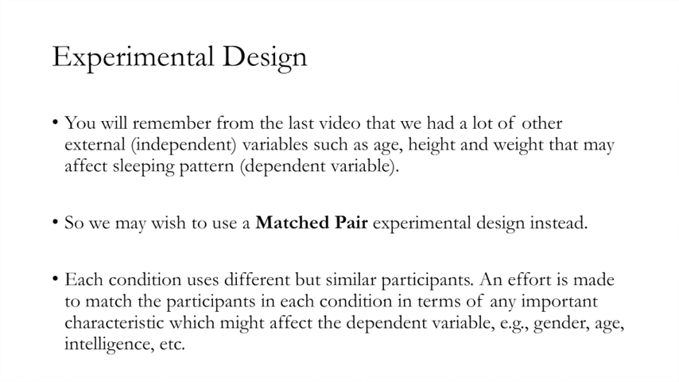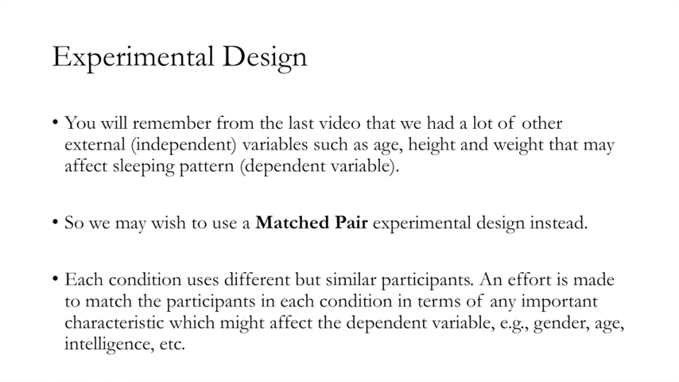But you remember from last video that we discussed other independent variables that may be affecting the sleep pattern, such as age, height, weight. All these things can affect the sleep pattern, the dependent variable. So if there were a lot of variables that we maybe wanted to control, a lot of other independent variables other than the sugary drink that could affect our dependent variable sleeping pattern, we may want to use what we call a matched pair experimental design instead.